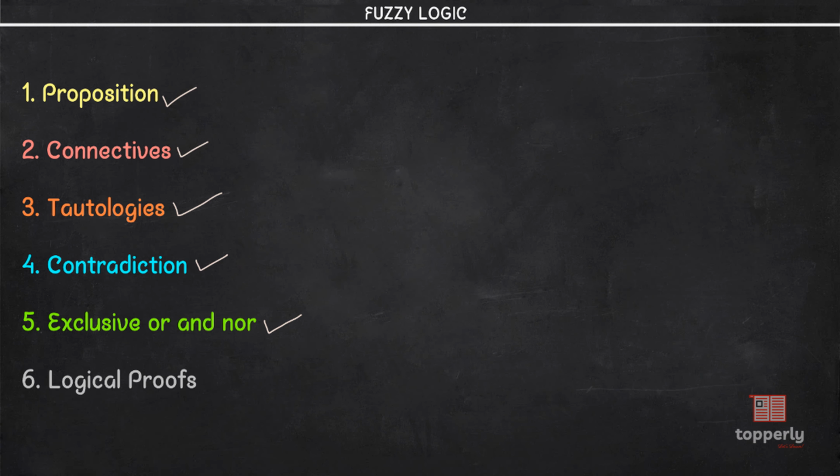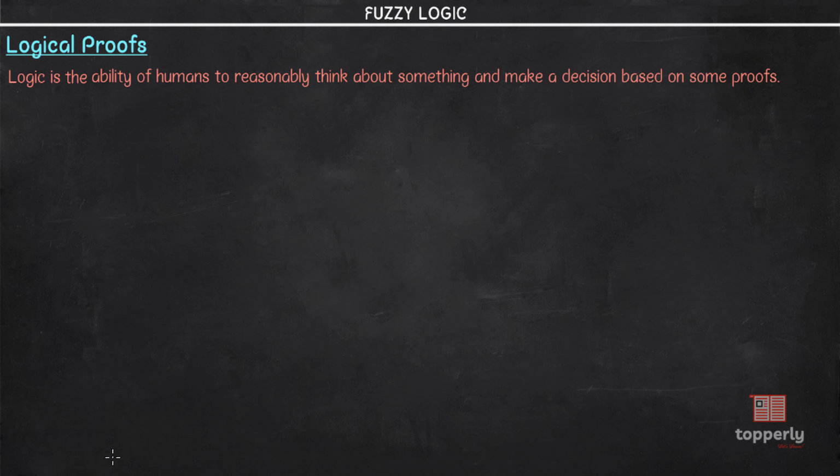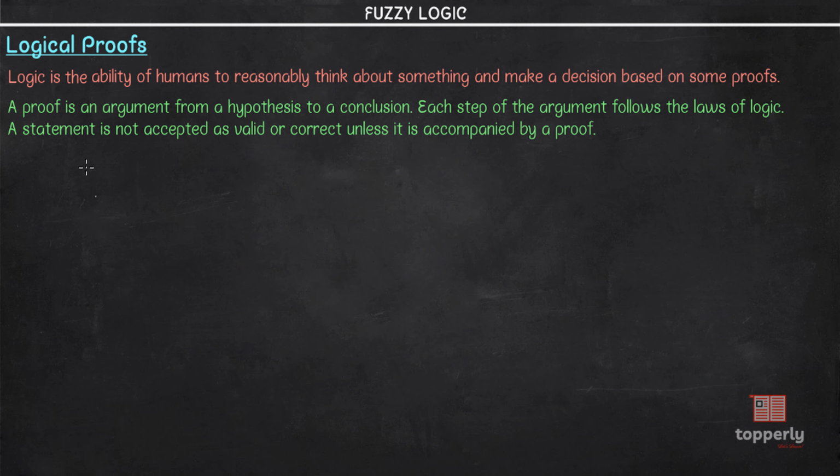The last concept which we have is logical proofs. As we have already seen before, logic is the ability of humans to reasonably think about something and make a decision based on some proofs. Now what exactly is a proof? A proof is an argument from a hypothesis, which is an assumption, to a conclusion. Each step of the argument follows the laws of logic, and a statement is not accepted as valid or correct unless it is accompanied by a proof. Now if we are given a hypothesis or a statement, then we can often make certain conclusions from them.